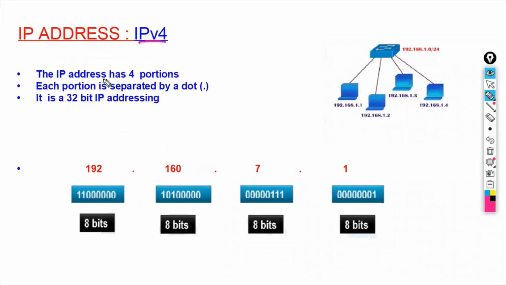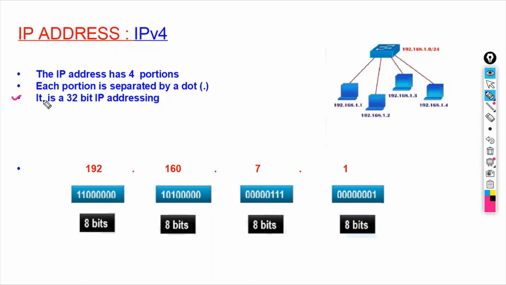In IP version 4, the IP address has 4 portions. Each portion is separated by a dot. So in this example, we have one IP address, 192.160.7.1. If you see here, it is having 4 portions, 1, 2, 3, 4, and each portion is separated by a dot here. If you take some more examples, we have 192.168.1.1. This IP address is assigned to this computer, and it is having 4 portions, 1, 2, 3, 4, and each portion is separated by a dot here.